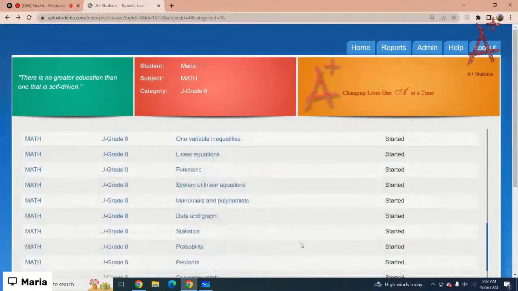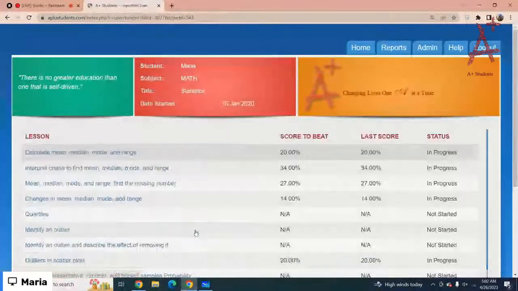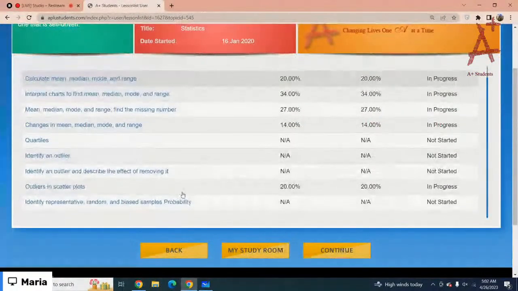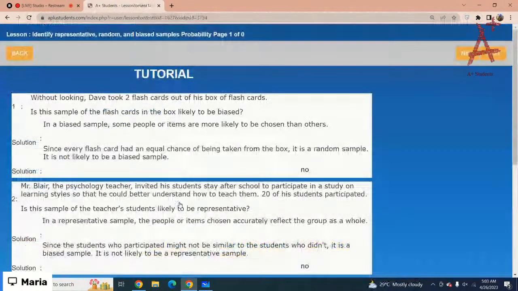Here I'm on grade 8 maths. Here is the chapter statistics. And here is the lesson: identify representative, random and biased samples. So let's start with the first example. Without looking, Dave took two flashcards out of his box of flashcards. Is this sample of the flashcards in the box likely to be biased?